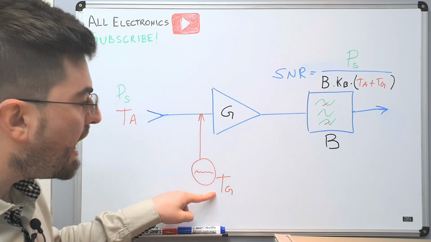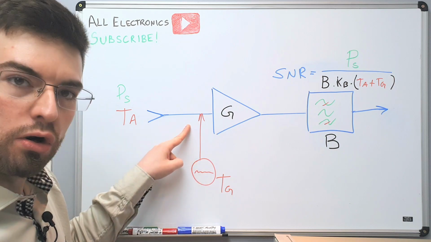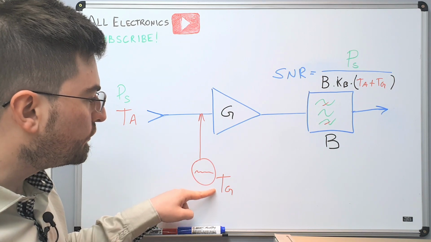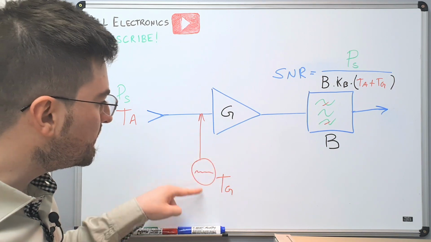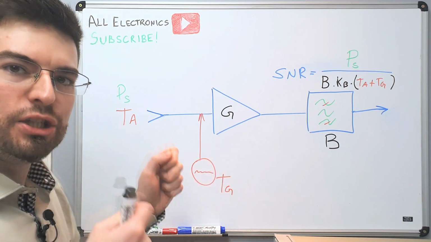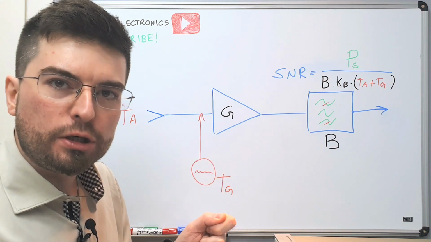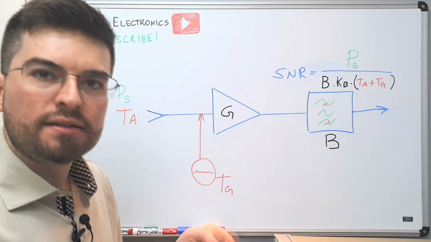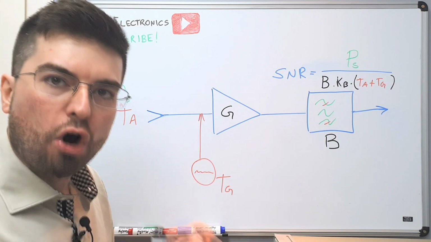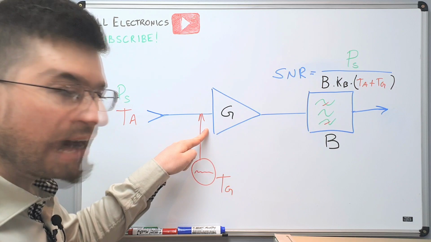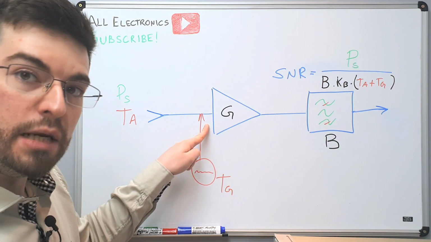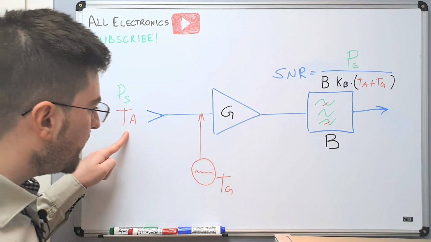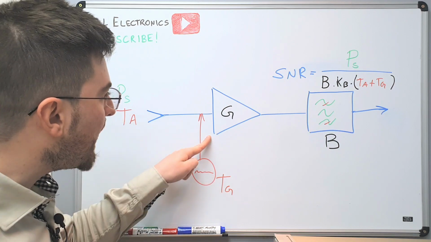Now the amplifier adds its own noise. What is the temperature of the gain block? It is the Johnson-Nyquist temperature that would generate the same amount of noise that the amplifier is adding, referred to the input. So we have the temperature of the antenna and the temperature of the gain block.